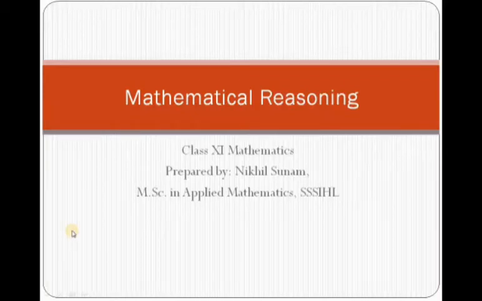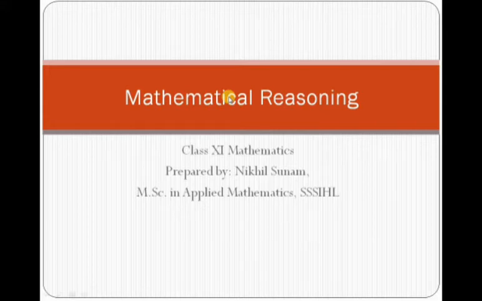Hello dear students, I welcome you all to the first class on the very important chapter which acts like the base of all mathematics. The name of the chapter is Mathematical Reasoning. This particular topic comes under the topic called logic in the mathematical world.